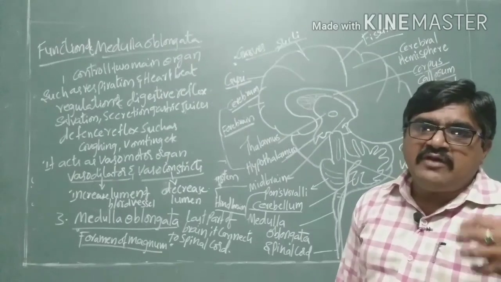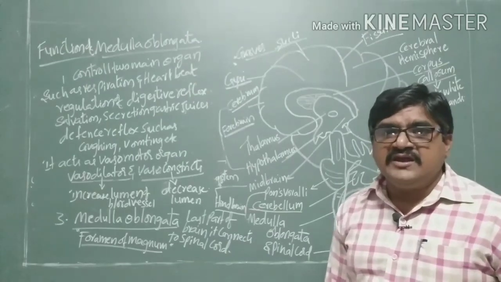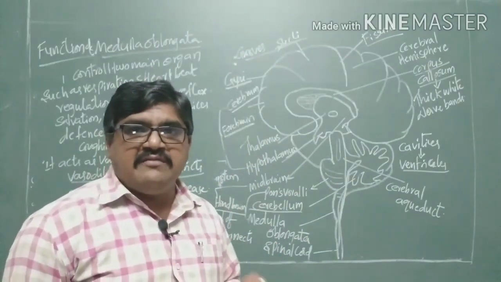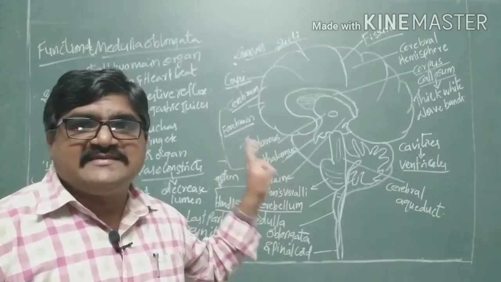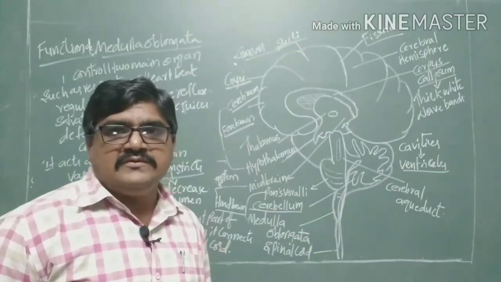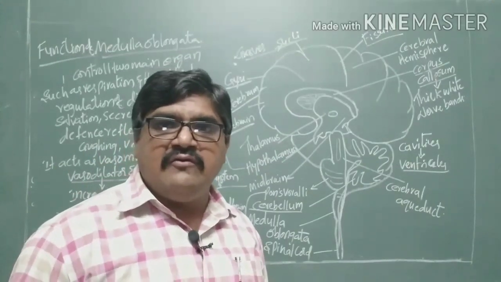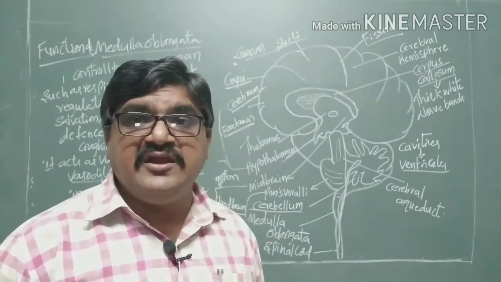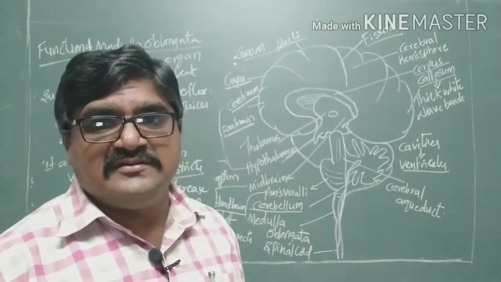For each part, we have to write the structure as well as the function. It is a very important diagrammatic question, and very important in the nervous system: one is the neuron, and the second is the structure of the brain. In the next class we will discuss the structure of the spinal cord. Later we will go to the regulation and conduction of a nerve impulse, which will be discussed lastly. Okay, thank you.